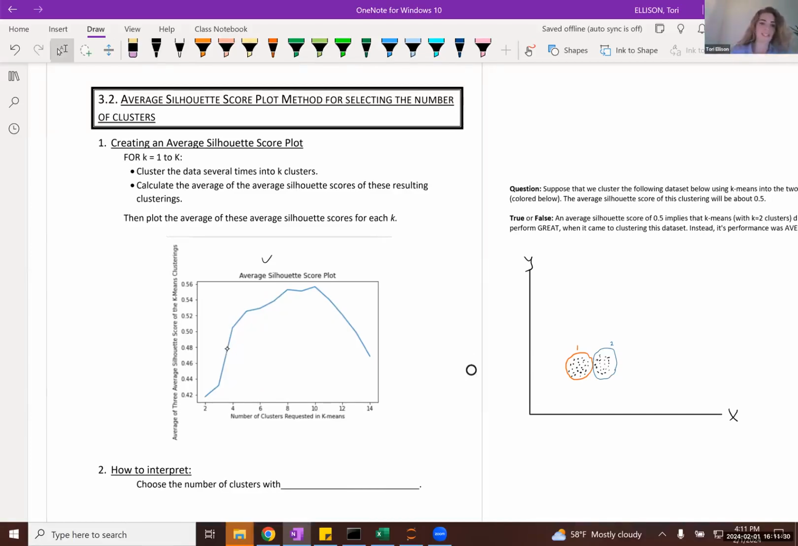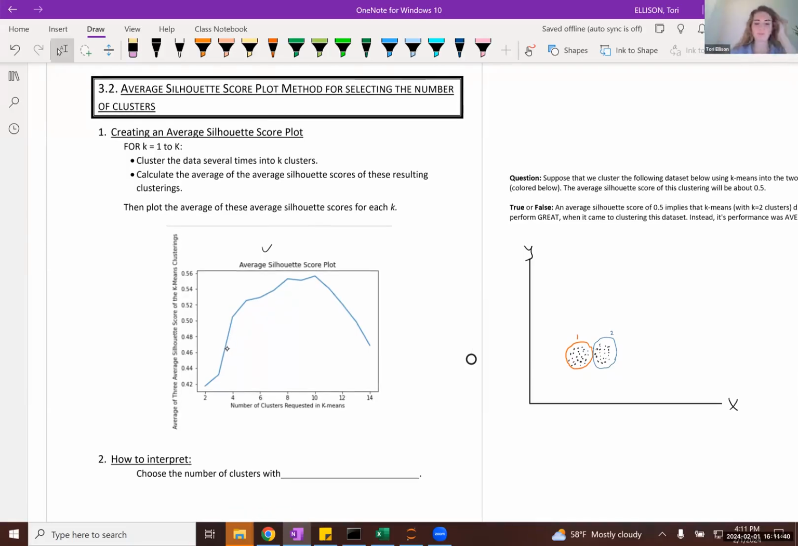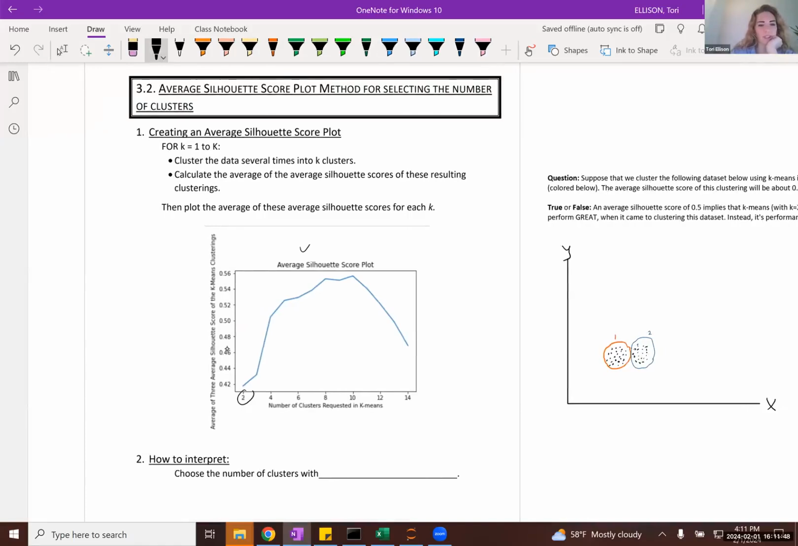So for instance, let's just say we decided that we wanted to use k-means clustering, as well as perhaps many other clustering algorithms as well. And let's just say we clustered the data set with k-means into a clustering with 2 clusters, 3 clusters, 4 clusters, and so on and so forth. And for each of these clusterings, we plotted the resulting average silhouette score.